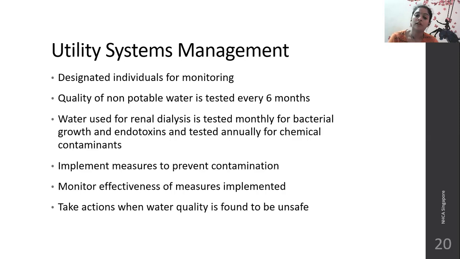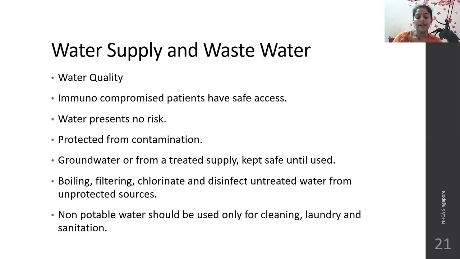Quality of non-potable water is tested every 6 months. The water which you use for cleaning, bathing, scrubbing, etc. Water used for renal dialysis is tested monthly for bacterial growth and endotoxin, and tested annually for chemical contaminants. Implement measures to prevent contamination as and where possible. Monitor the effectiveness of the measures implemented. If the measures taken are not leading to the expected results, you have to change your measures. Take actions when water quality is found to be unsafe. Water supply and wastewater.